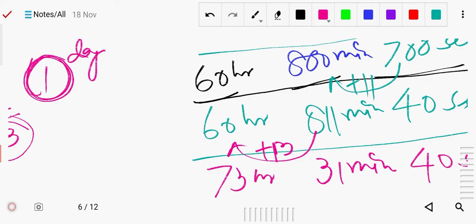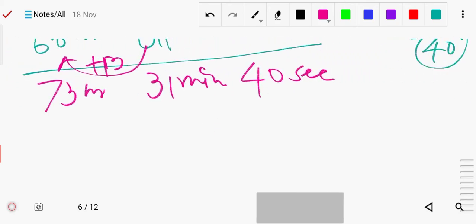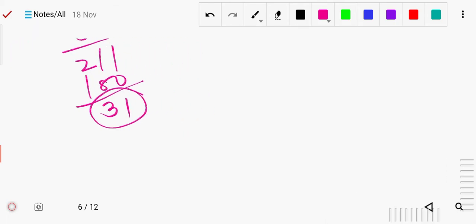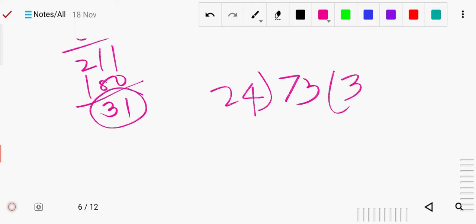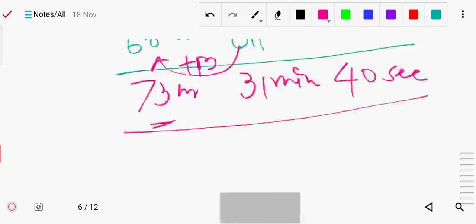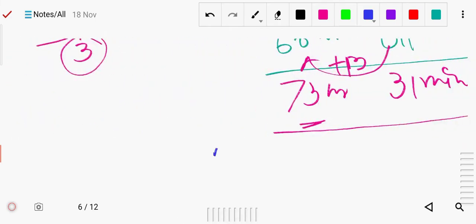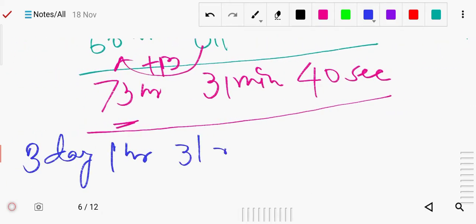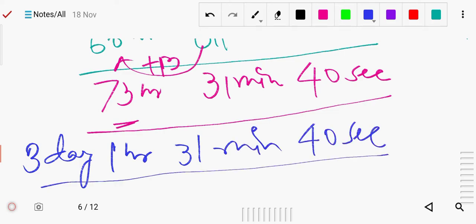Now here you can see that 73 hours 31 minutes and 40 seconds. Now you can change the hour part also; you can divide by 24. So this 73 will be divided by 24. How many times? 3 times. So 72, 1 will be the remainder, and this 3 will be the next part, meaning that 3 is your day. So that is your 3 days, 1 hour, 31 minutes and 40 seconds. Okay, so this is your solution.